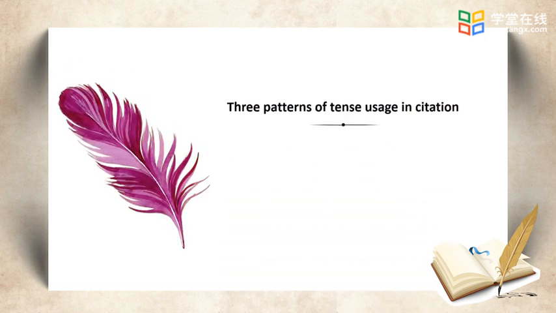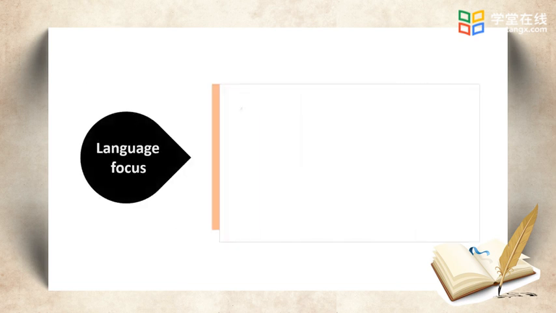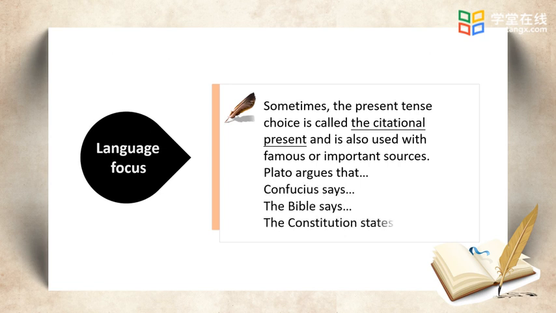Number 3, present. Reference to state of current knowledge. For example, the causes of literacy are complex. Sometimes the present tense choice is called the citational present and is also used with famous or important sources. Plato argues that, Confucius says, the Bible says, the Constitution states.